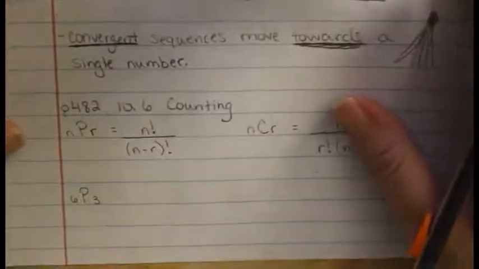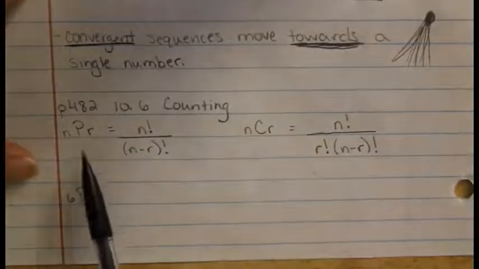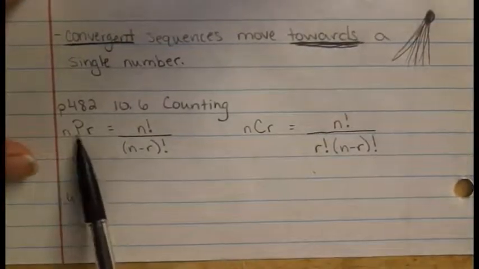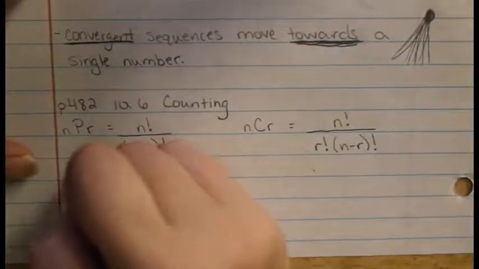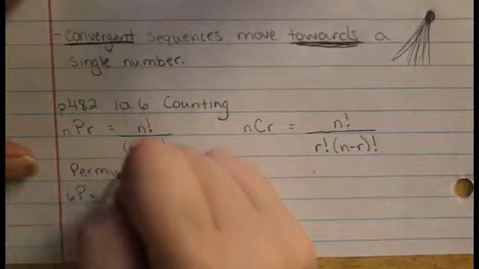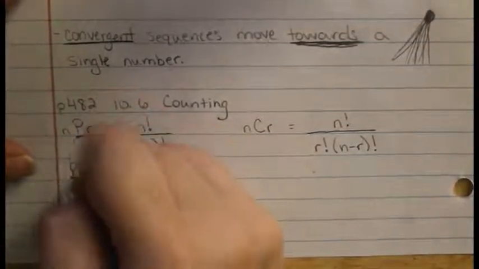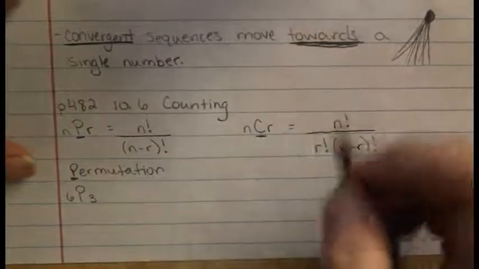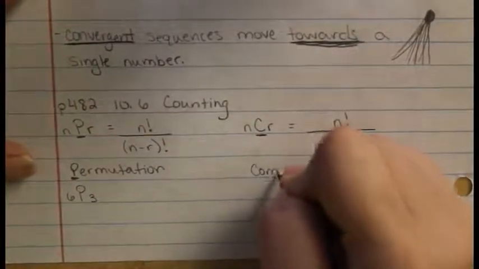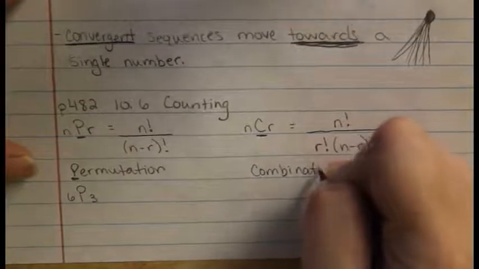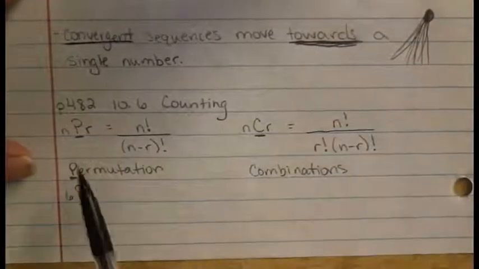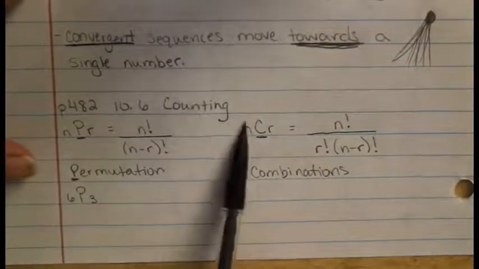And then down here at the very bottom, I have some counting for us. So I have the formulas for both of these. So nPr, these are permutations, hence the P, permutations. nCr is going to be combinations. You need to know how both of these are written, nPr and nCr.